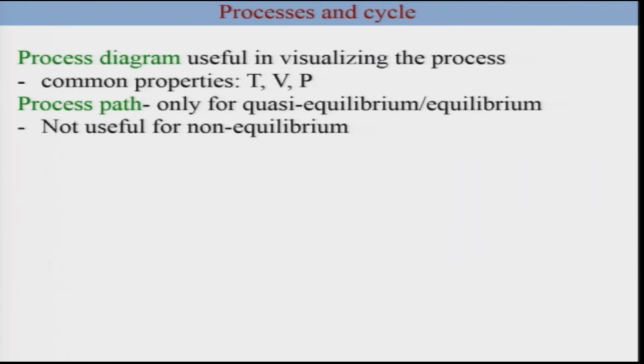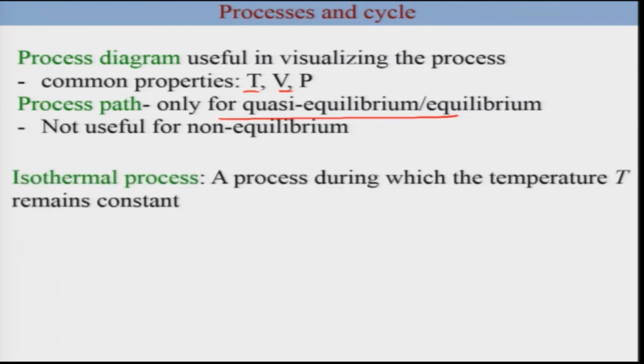Now, the process diagram is very useful in visualizing the process. The common properties are T, V, P. So, you can have plots such as T versus V, T versus P, V versus P and so forth. The process path is used only for quasi-equilibrium processes and is not useful for non-equilibrium or very fast processes.